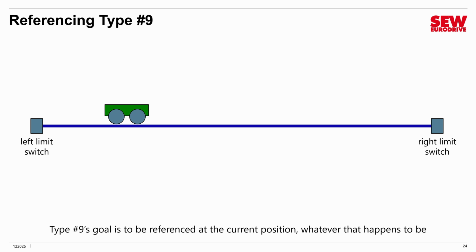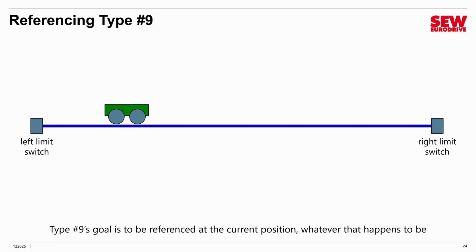Type 9 is an interesting one because all it does is tell the VFD wherever you currently are at this moment, consider that 0. This is used sometimes in lab activities because we don't actually have to run the motor to reference it. In fact, we've already done that a few times when we were tuning our drive. We clicked that reference button and you just heard a brief click, and that was it. That was actually type 9.